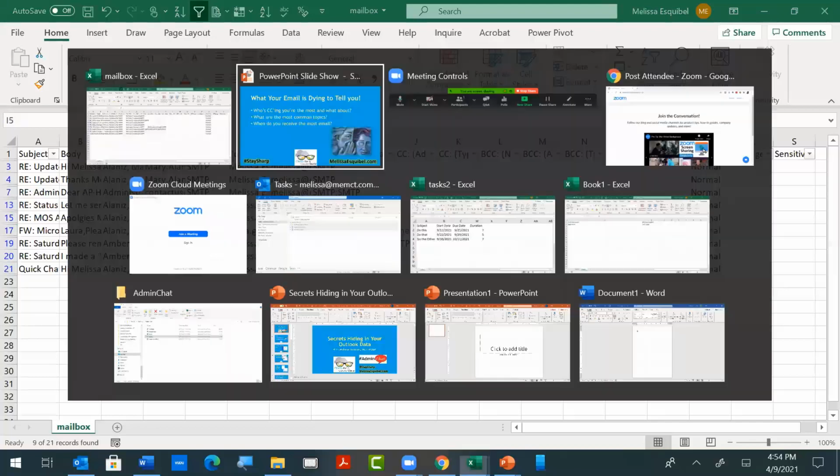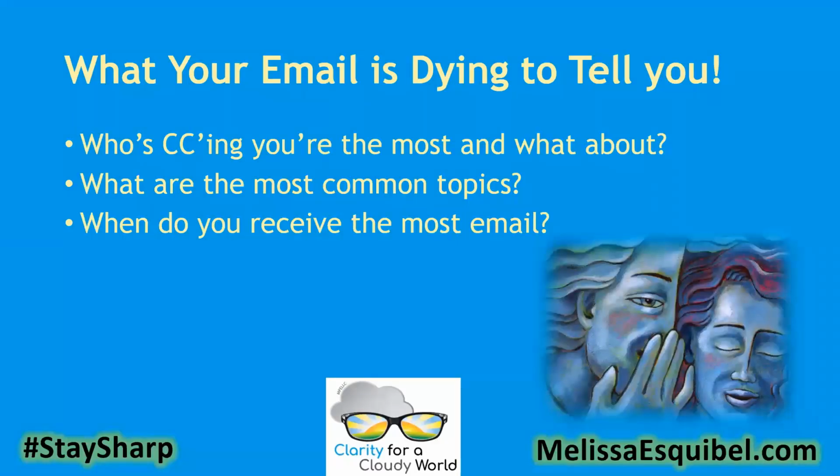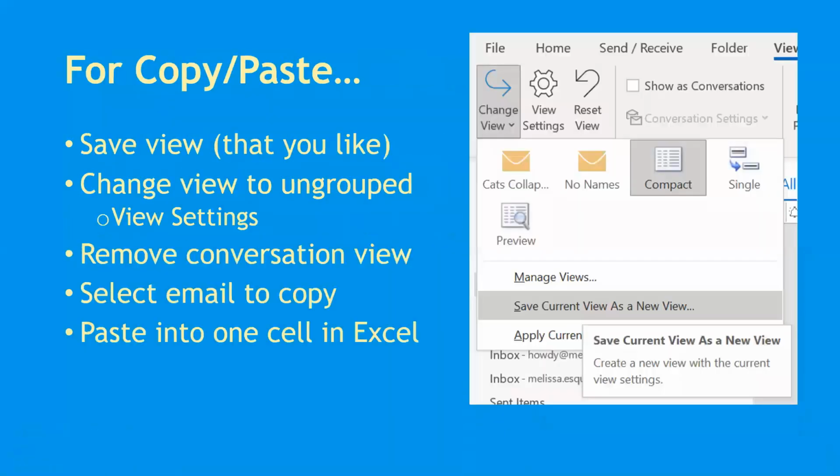So there's all of this great data that your email's dying to tell you. So you can look at your common topics. You can see when you receive the most email if you're looking at the receive date. So it might be healthy, if you find yourself overwhelmed in email, to take just some time and export your email and see what kind of email you're getting. For those of you that are really savvy in Excel, you can actually pivot that data or use formulas to extract the data that you're looking for.